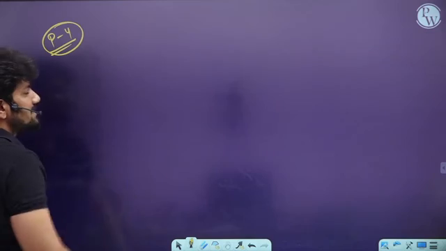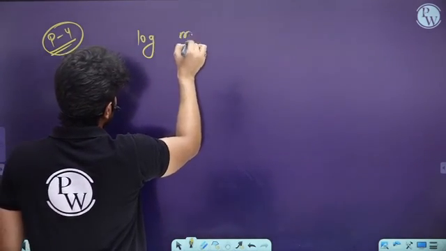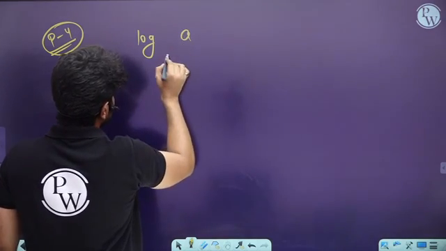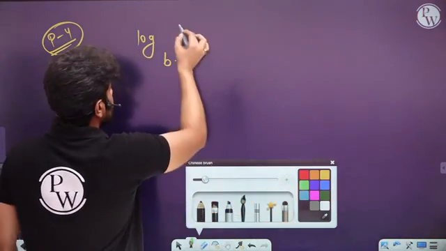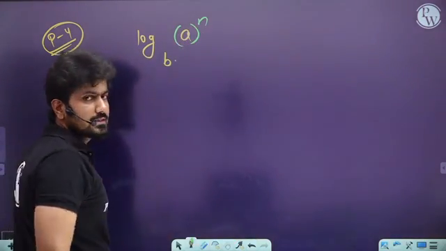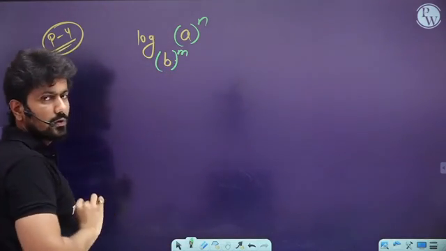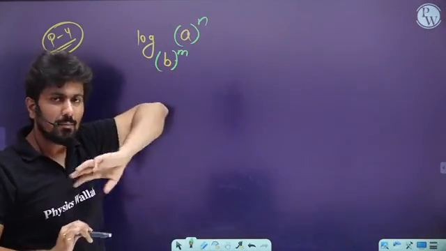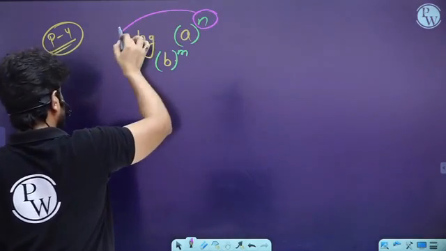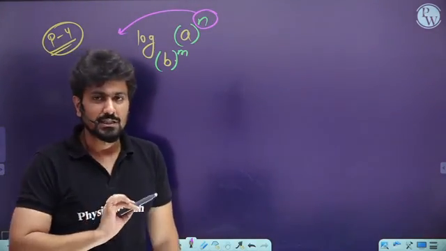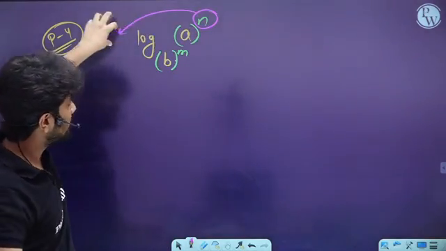So property 4 is very similar to property 3. Property 4 says that if there is log of a to the base b, with some number n on the power of a and some number m on the power of the base. We have already studied property 3, that this number n directly goes into the multiplication. We have already seen that.